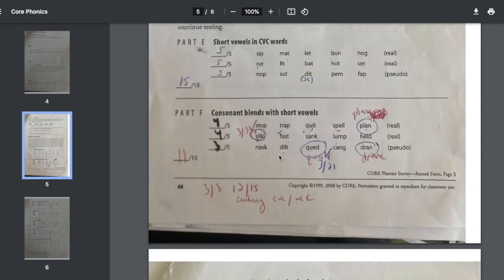For consonant blends with short vowels, she did score within the strategic range. As you can see, she does have some confusion with vowel consonant E and CVC patterns. For plan and dran, she read both of those as long vowel sounds. When she read this word right here, she read quad instead of qued. So as she was looking at this word, she could have been thinking about a word that made sense, and that could be why she said quad, or she could have been confusing that short E sound. And then for the word silk, she omitted the L sound.